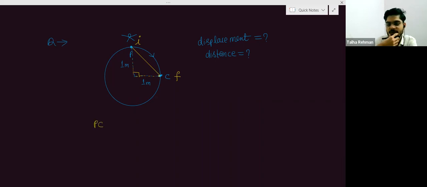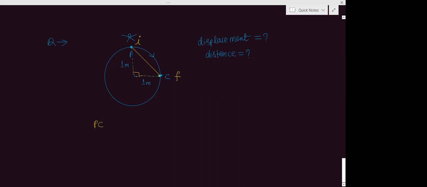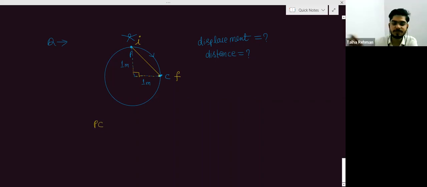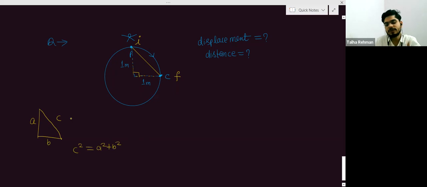Do you know the Pythagoras theorem? A squared plus B squared equals C squared. If you have a triangle like this, this is your C, this is your A, this is your B. So you will write C square is equal to A square plus B square, or A square plus B square is equal to C square.